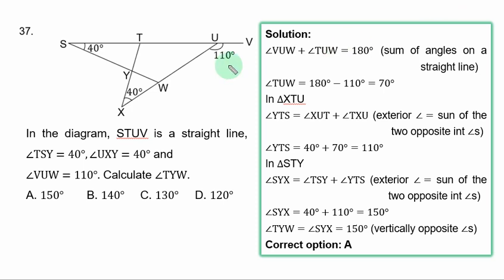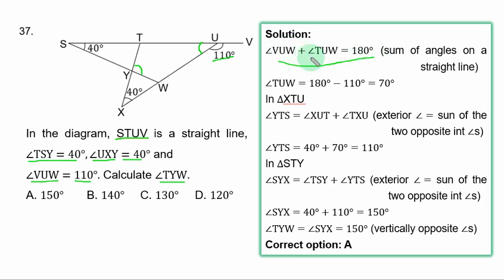Question 37. In the diagram, STUV is a straight line. Angle TSY is 40 degrees, angle USY is 40 degrees, and angle VUW is 110 degrees. Calculate angle TYW. That is this angle. We can use many approaches, but let's take one. In that approach, we need to start by getting this angle. That is the sum of angles on a straight line.